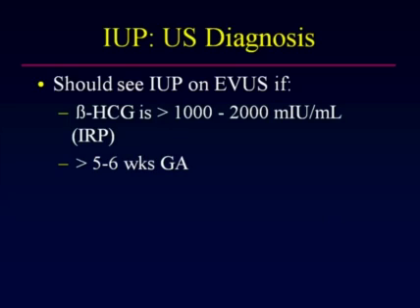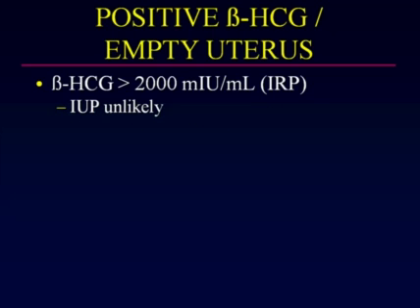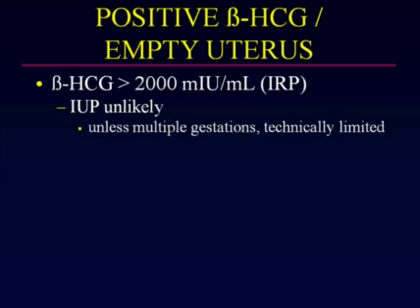And once the beta-HCG is greater than 1,000 to 2,000 units using the international reference preparation, you ought to see an intrauterine pregnancy on endovaginal examination, and this corresponds to approximately 5 to 6 weeks gestational age. So if you are left with a situation of a patient who has a positive beta-HCG, with a level greater than 2,000 and an empty uterus, an intrauterine pregnancy is therefore extremely unlikely unless the patient has multiple gestations or the examination is technically limited.